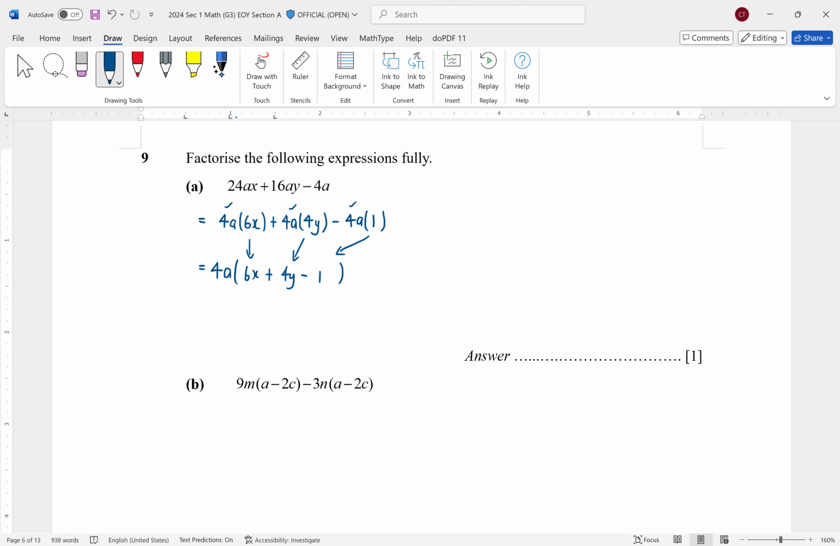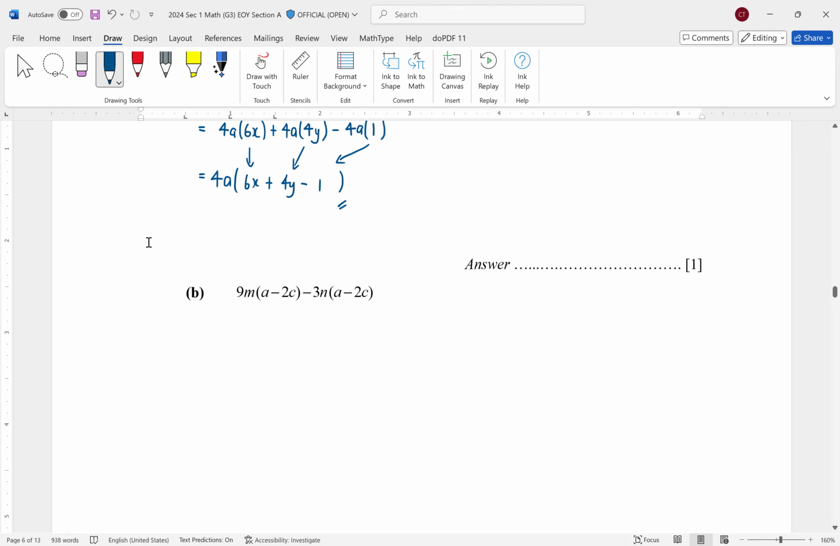So this is what we call factorization. We want to take out something common. We want to find something common between all the terms, take it and put it right in front. Then all the other remaining terms go inside the big bracket. So this is what we call factorization.